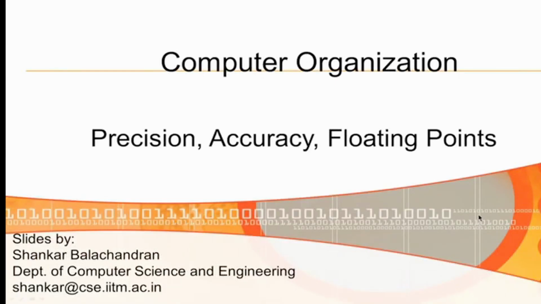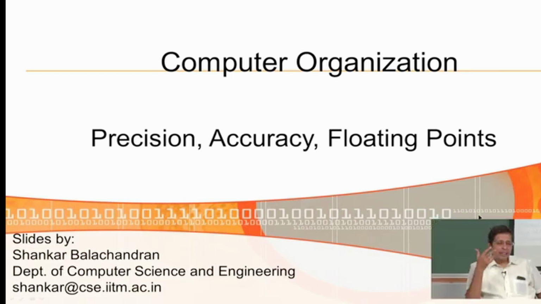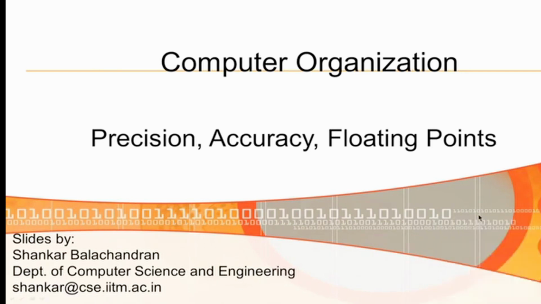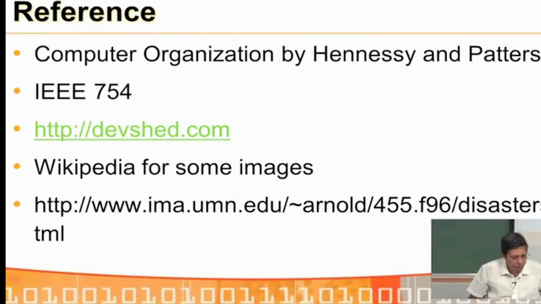These slides are made by Professor Shankar Balachandran. He is with Intel now. I am just borrowing those excellent slides, and we will try and understand especially the difference between things like precision and accuracy. Those things become very, very important when we look at floating point arithmetic. So it is a very crucial aspect of this course, and I hope we will learn that in the proper perspective. I will teach and you will learn in the proper perspective. These are the references for this: Hennessy and Patterson's book on computer organization, the IEEE 754 standard, then some web pages and Wikipedia.